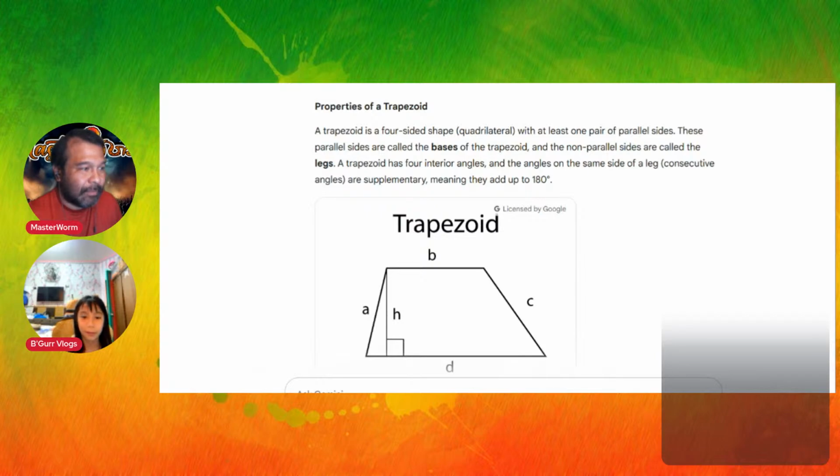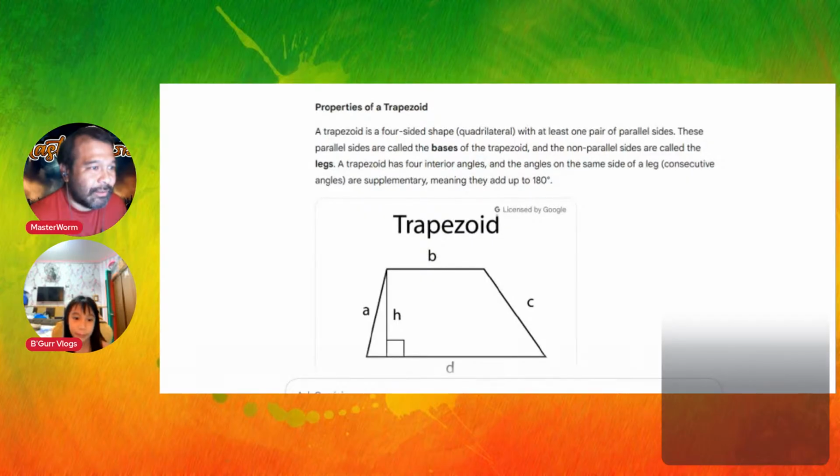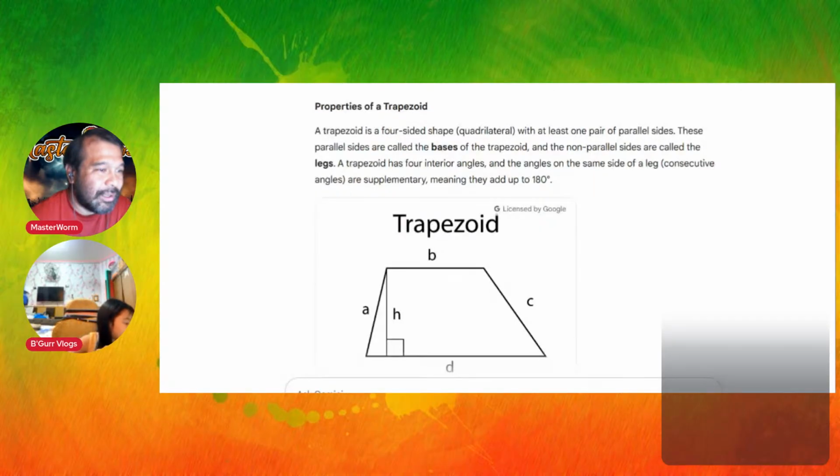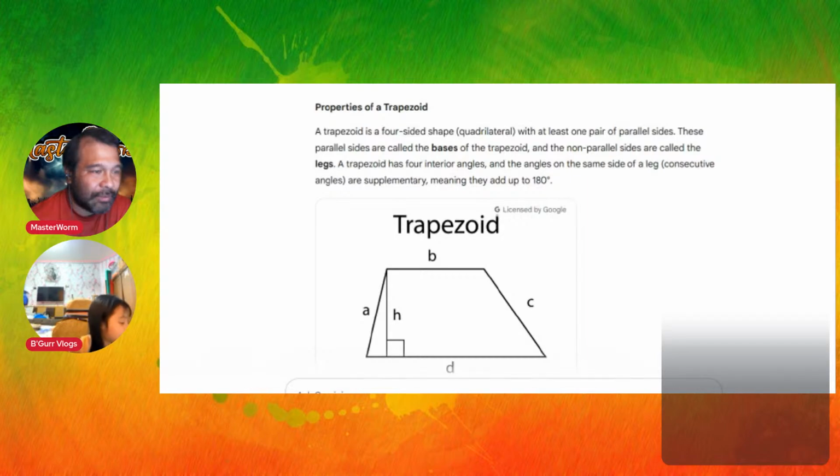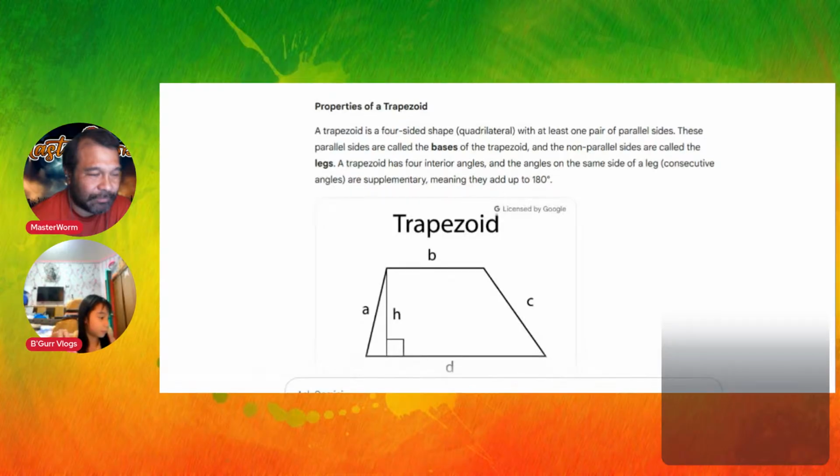Where are you? You muted yourself. So the question there is only one pair of the opposite sides are parallel. So the answer there is trapezoid.